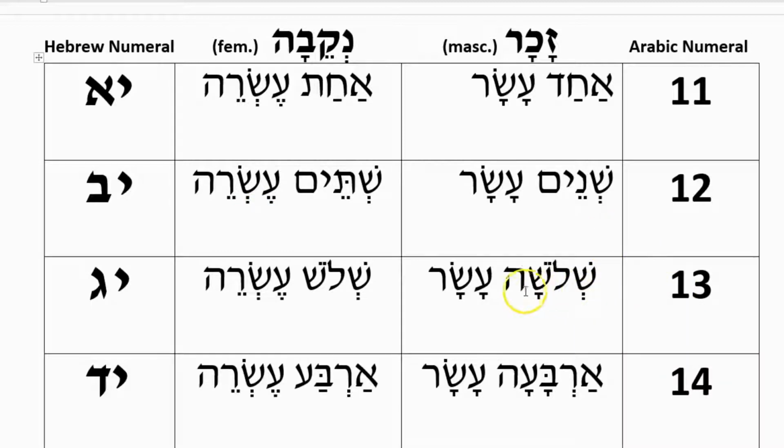13. Shlosha Asar. And then the feminine, Shalosh Esrei. And we write this as Yud Gimel. Yud 10, Gimel 3. 13. 14. Arba'a Asar. And the Nekeva, Arba Esrei. And we write that as Yud Dalet. Yud 10, Dalet 4. Yud Dalet 14.